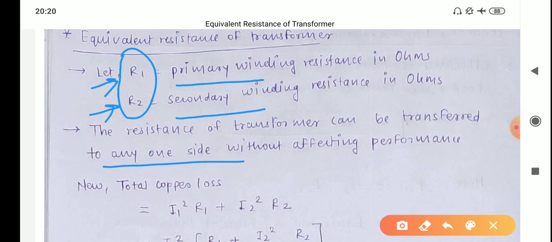Now, this resistance of the transformer can be transferred to any one side without affecting the performance. That means we can calculate the equivalent of these two referred to either side, that is, referred to primary and referred to secondary. We are going to study that derivation in this lecture.